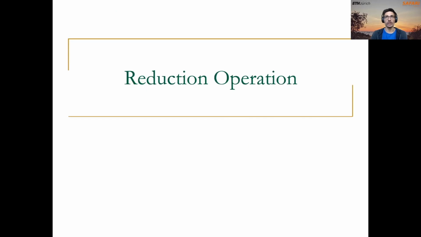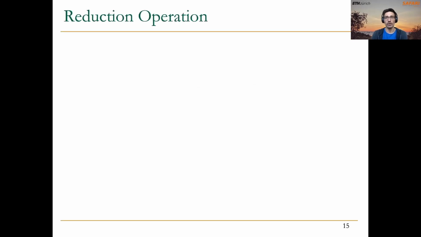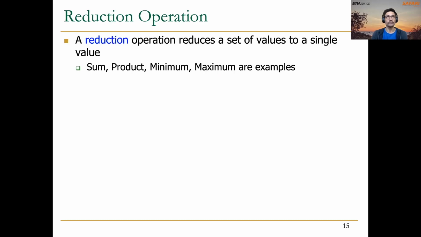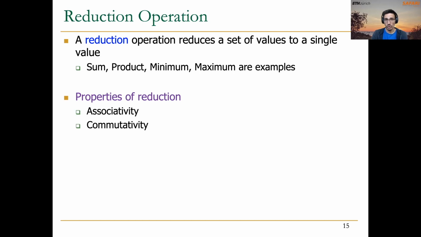And one of the operations that can benefit from this improved SIMD utilization is the reduction operation. Let's start defining what a reduction is and talking about where it's used. A reduction is an operation that reduces a set of values to a single value by using a particular operator, which might be sum, product, minimum, maximum, or others. This operator needs to have certain properties. It needs to be associative, it needs to be commutative, and it needs to have an identity value.